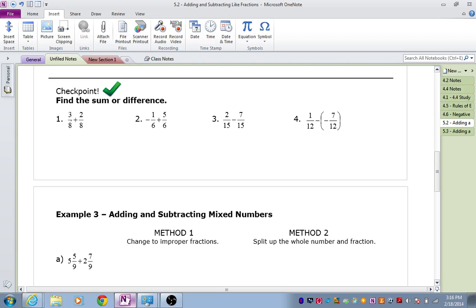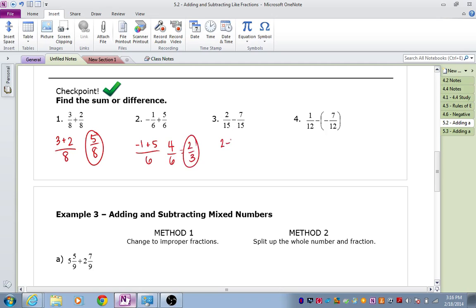Okay, for number 1, we're adding 3 and 2 in the numerator, keeping the denominator of 8. So our final answer is 5/8. In number 2, it's best to stick the negative with the 1. So we're going to say -1 plus 5 over 6. -1 plus 5 gives you 4, so 4/6, which simplifies to 2/3.